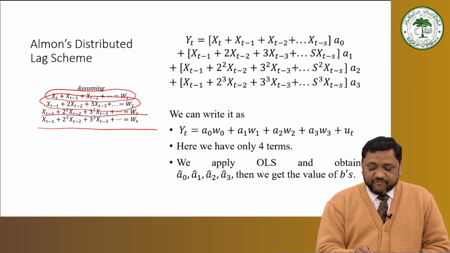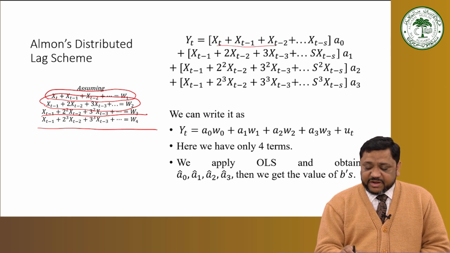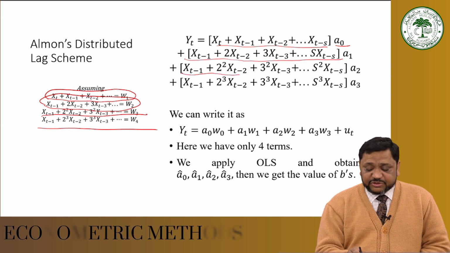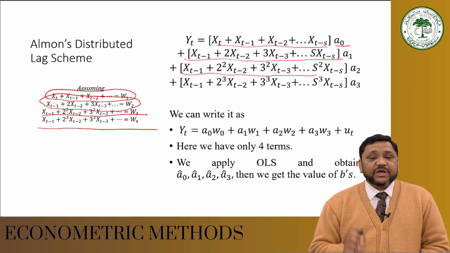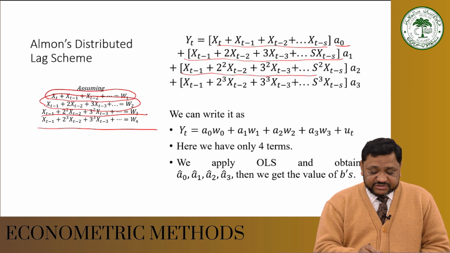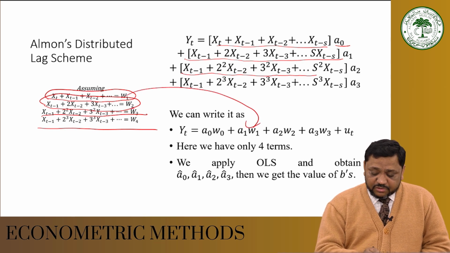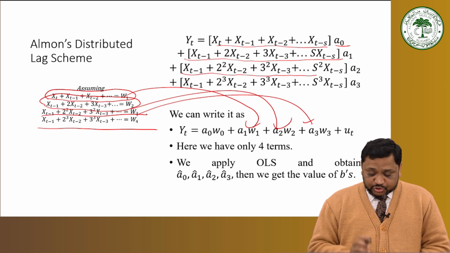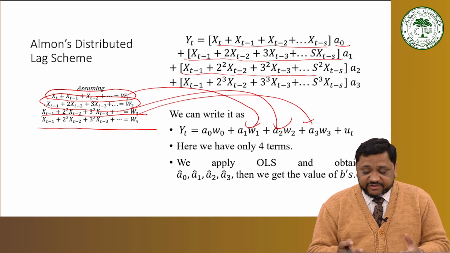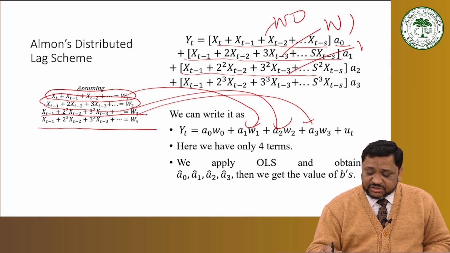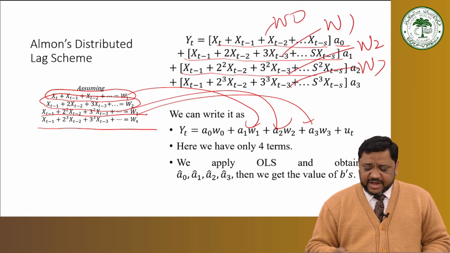So what we have is yt equal to xt plus xt minus 1 plus xt minus 2, times A0, then xt minus 1 plus 2 xt minus 2 plus 3 xt minus 3, times A1, then xt minus 1 plus 2 square xt minus 2 plus 3 square xt minus 3, times A2. Now in place of this we simply write W1, W2, W3 and likewise. We are just defining this as W0, this one is W1, this is W2, this is W3 and likewise.